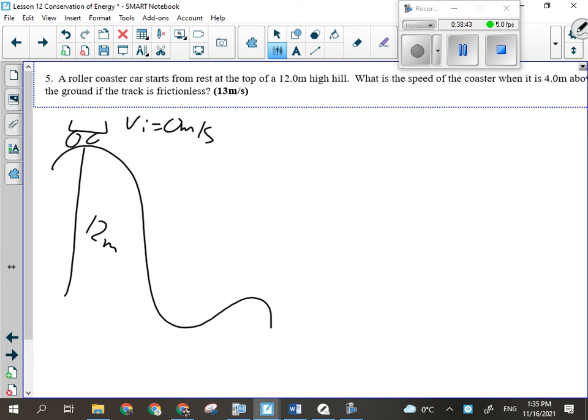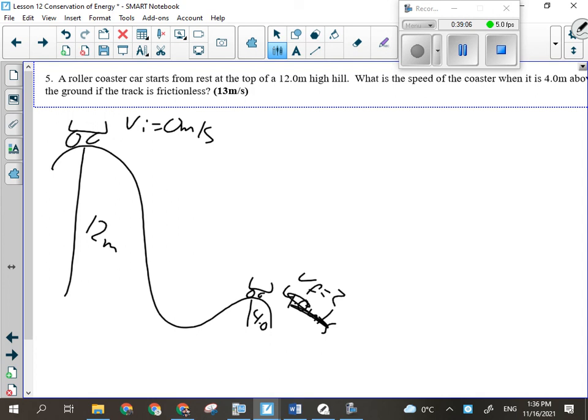What's the speed of the roller coaster when it's 4 meters above the ground? So that would be down here. We're looking for the speed here, if it's 4 meters above the ground. So do I have potential energy at the beginning? Do I have kinetic energy at the beginning?